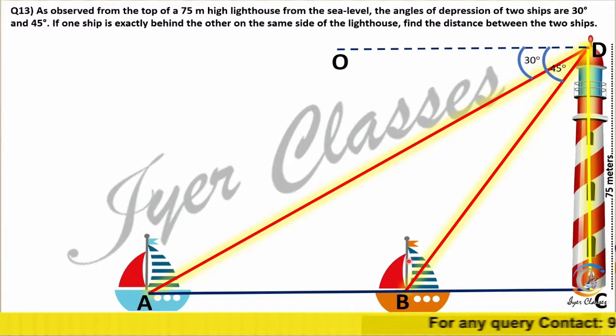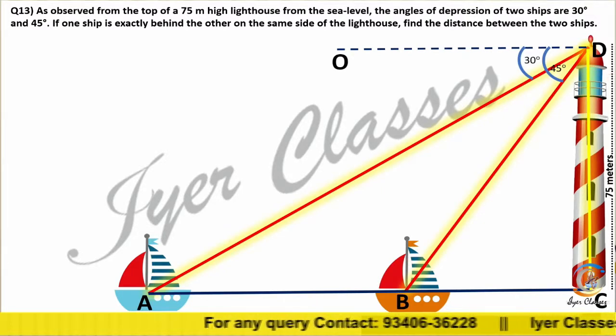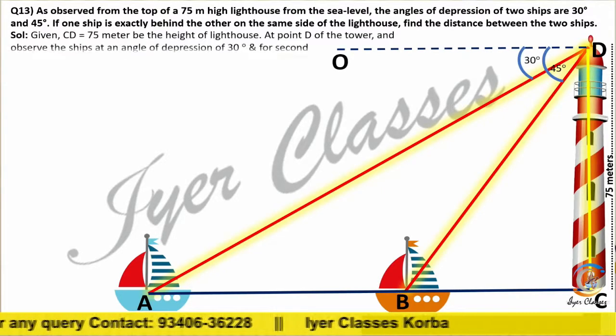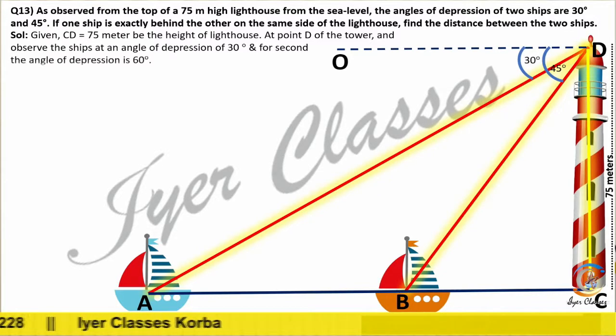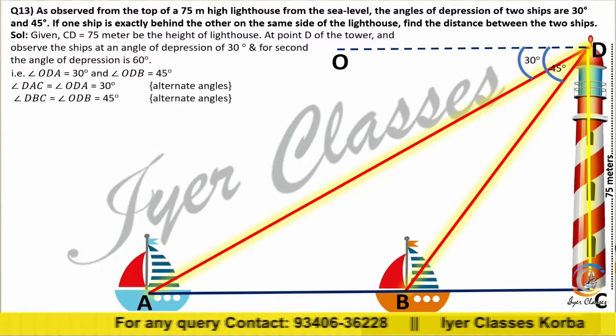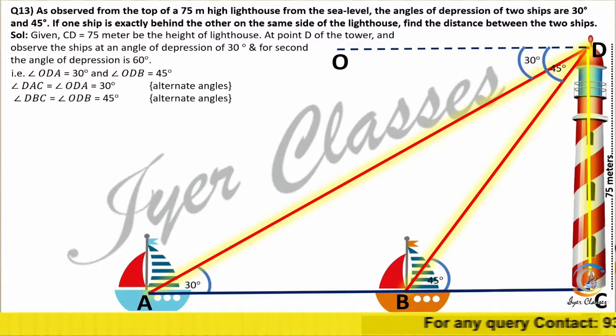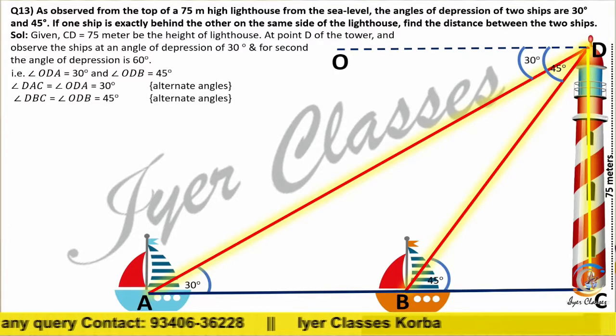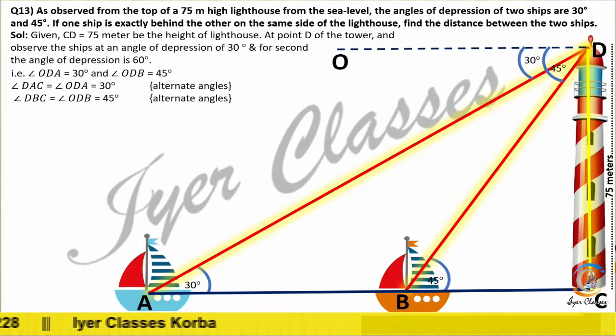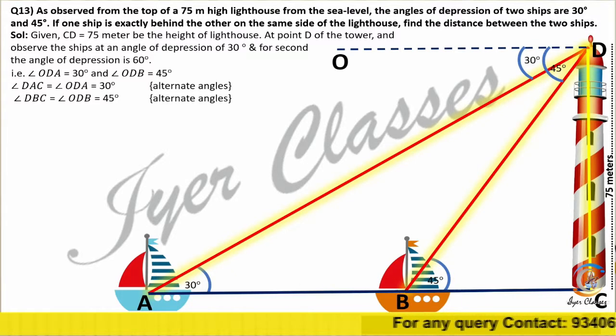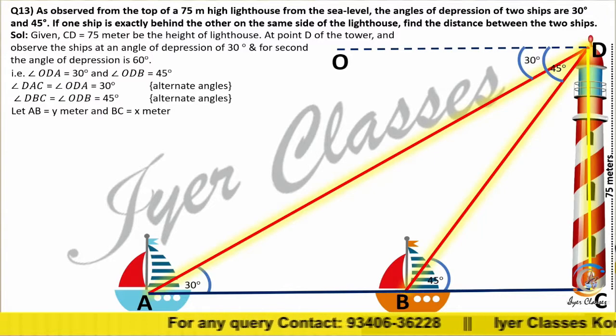Right? Now, you know that the line OD and the line AC are parallel to each other, right? So, the alternate angles have to be equal, right? Now, what you can see here, the angle DAC is 30 degrees and angle DBC is equal to 45 degrees, being alternate angles, right? Okay, now we are going to use trigonometry to find out the distance between the two ships. Do you know the distance BC? No. So, everything has to be marked.